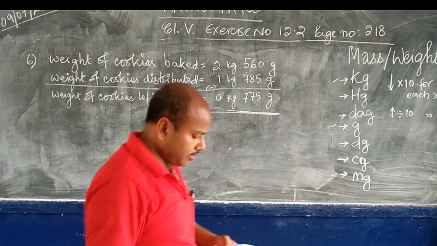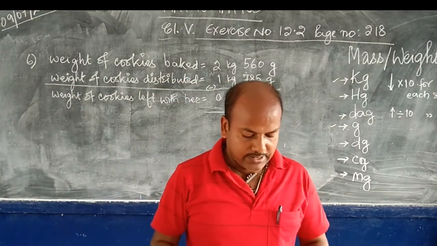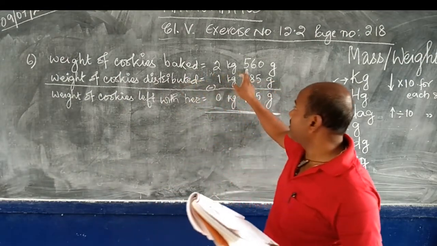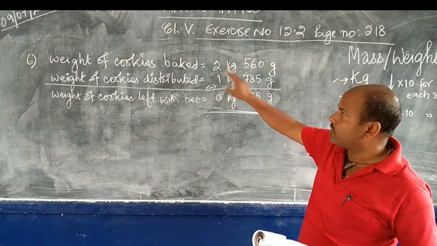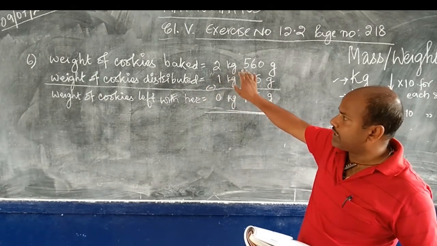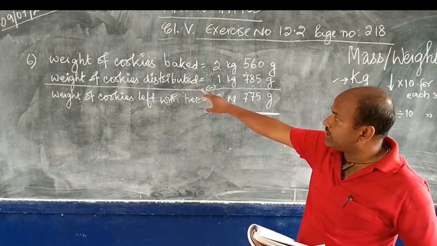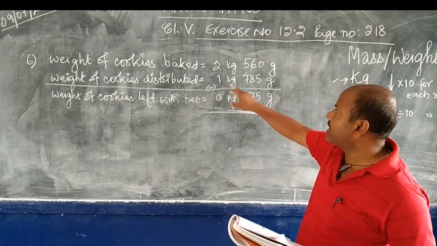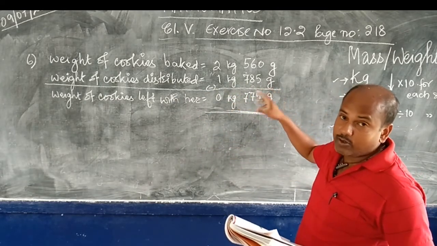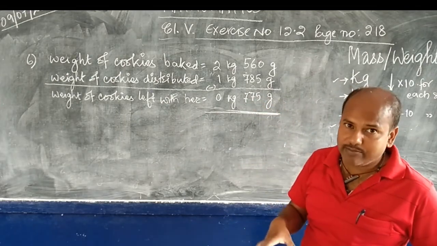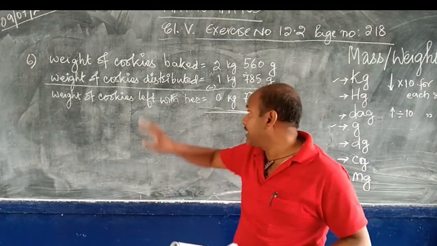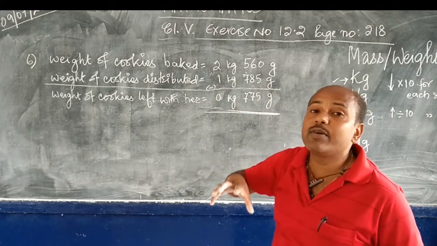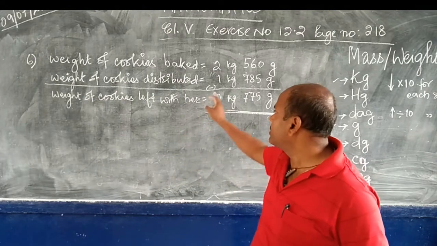Now this is the last question we are going to do from this exercise. Sia baked cookies weighing a total of 2 kg 560 grams. This is the total weight of cookies baked. Now weight of cookies distributed. She distributed it among her friends, and how much she distributed was 1 kg 785 grams. So if she had 2 kg 560 grams and she gave away to her friends 1 kg 785 grams, then how much is left? So what you do is simple subtraction.